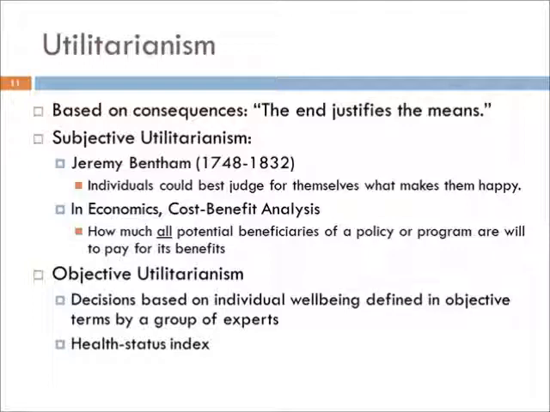The problem with subjective utilitarianism is that it can easily lead to the conclusion that we should not provide costly services to the poor since they would be unable to pay for them. Objective utilitarianism is where decisions are based on individual well-being being defined in objective terms by a group of experts. The difficulty with objective utilitarianism is the complicated task of making reliable predictions. The big question is, how do you measure well-being?